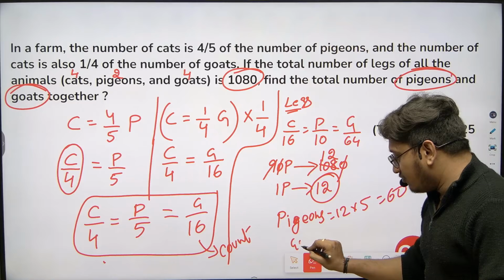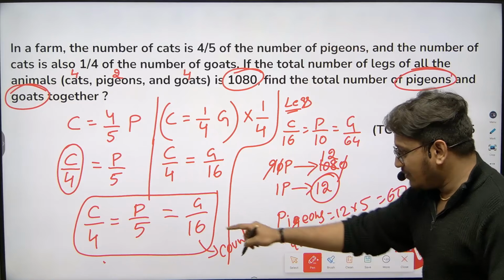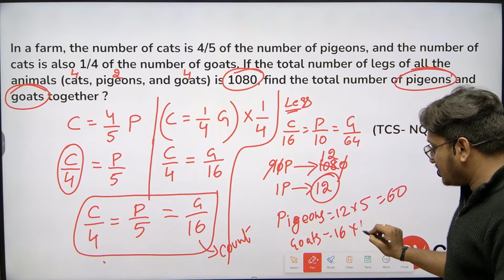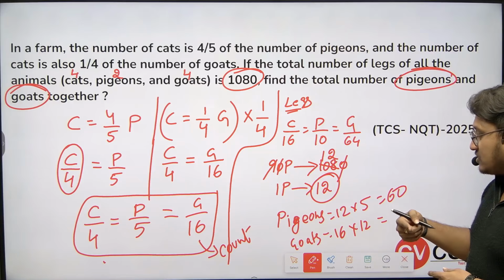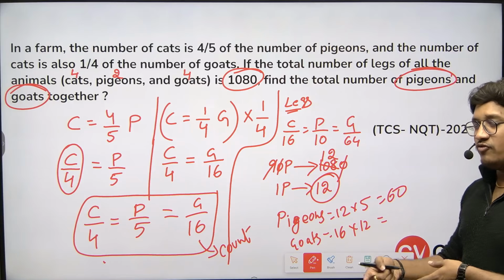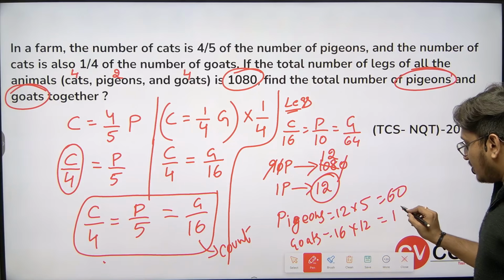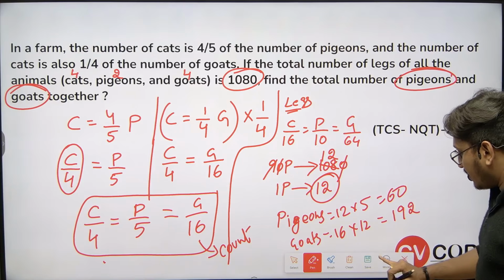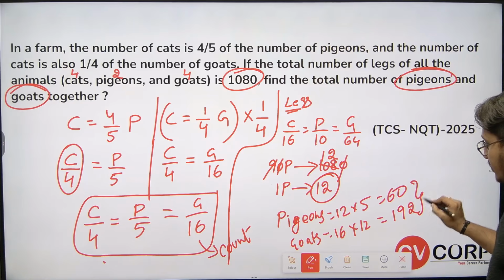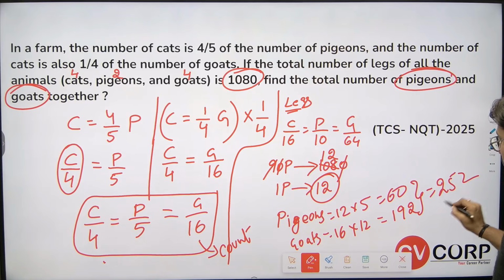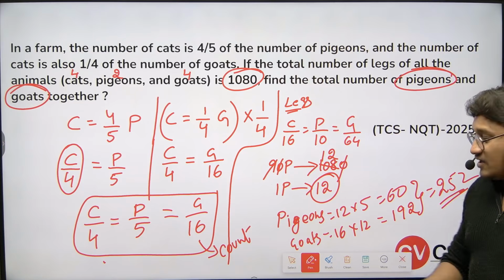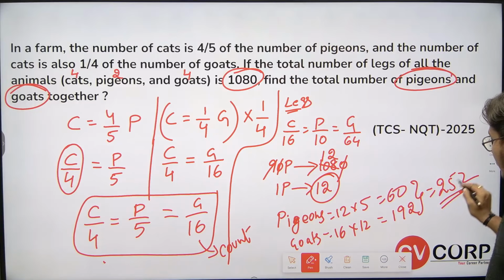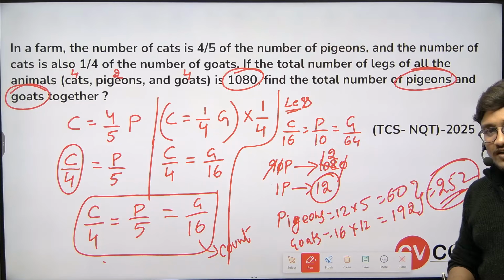When we are counting for goats, how many parts here? 16. 16 into 12. 12 10 times is 120, 12 4 times is 48. 144 plus 48 is 192, right? So 192 plus 60 is altogether 252. There are 252 pigeons and goats together in this particular picture. So the correct answer is 252.